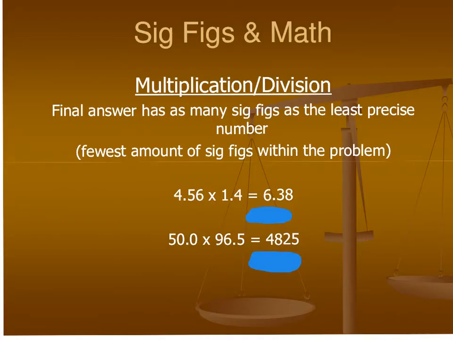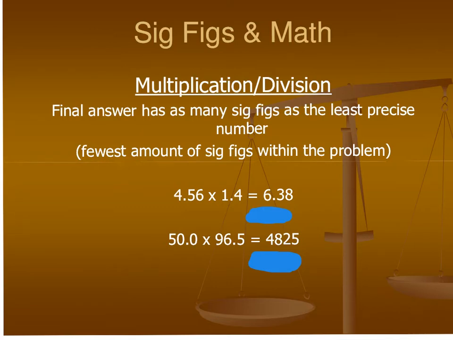All right, sig figs in math. If we are going to multiply and divide with significant figures, it is relatively easy. Literally the hardest part of these type of problems is figuring out how many significant figures are in the numbers that you're working with. So, your final answer here has to have as many significant figures as the least precise number, or the number with the fewest amount of significant figures in the problem.